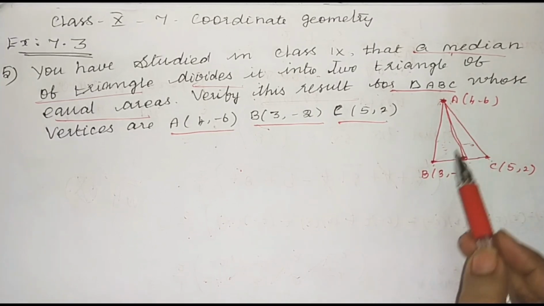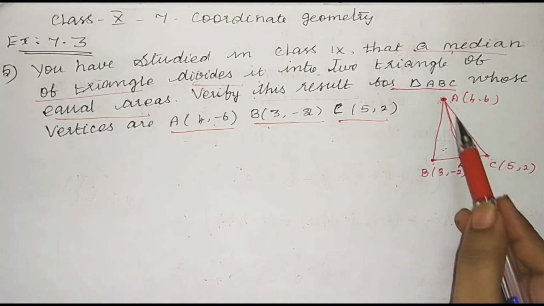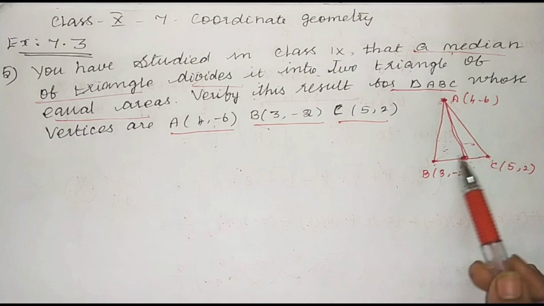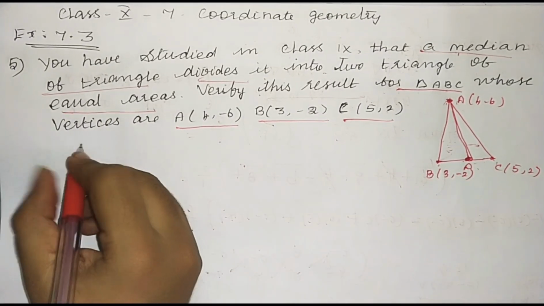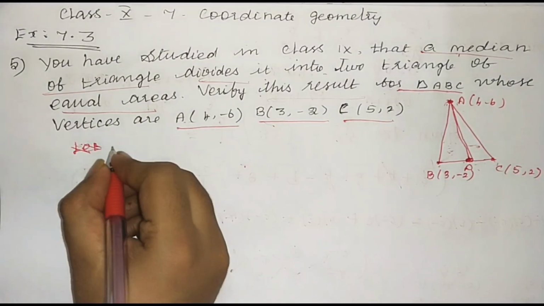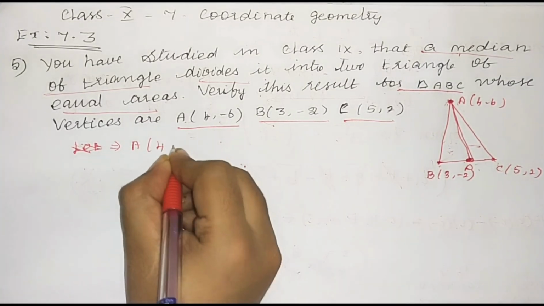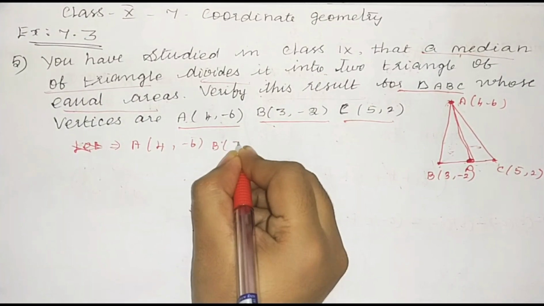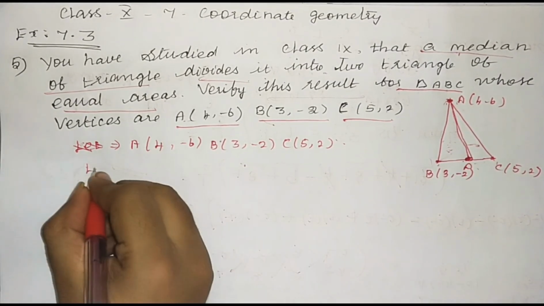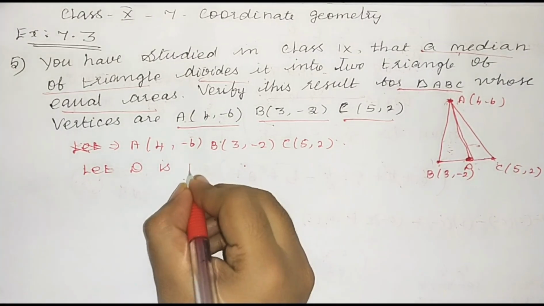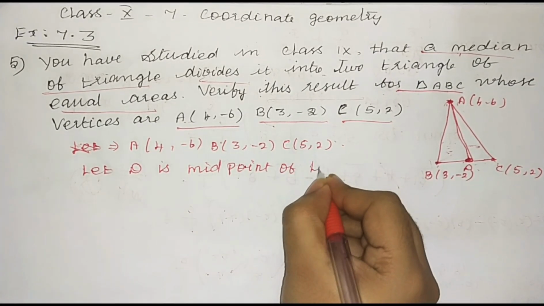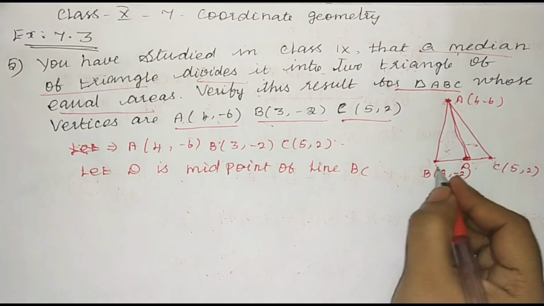So first we consider triangle ABD and find out the area. Next we find the area of triangle ADC. Then we can check whether both answers are the same or not. So first here, no need to write let, because the coordinates are given, so we can write them as they are. A is 4 comma minus 6, B is 3 comma minus 2, C is 5 comma 2, and let D be the midpoint of the line BC.